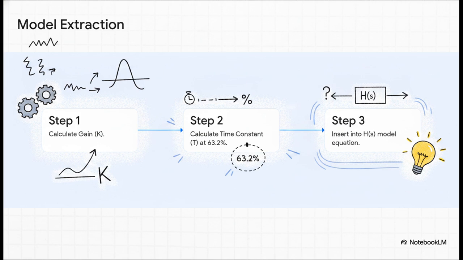So by applying these three pretty straightforward steps to real-world and, let's be honest, usually very noisy data from something like a thermal heating phase, we can completely cut through the mess. We calculate the gain, we target that magic 63.2% mark on the timeline to find our time constant, and then we just plug it directly into our transfer function. It's this awesome eureka moment where we extract a perfectly clean mathematical model straight out of raw physical observation.